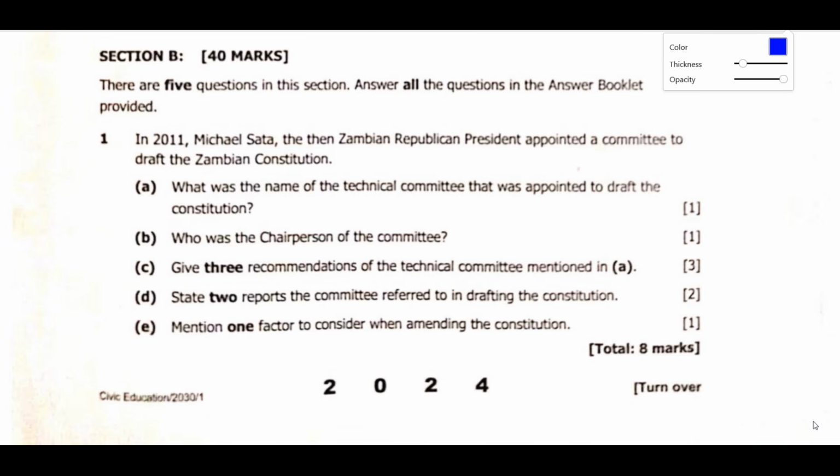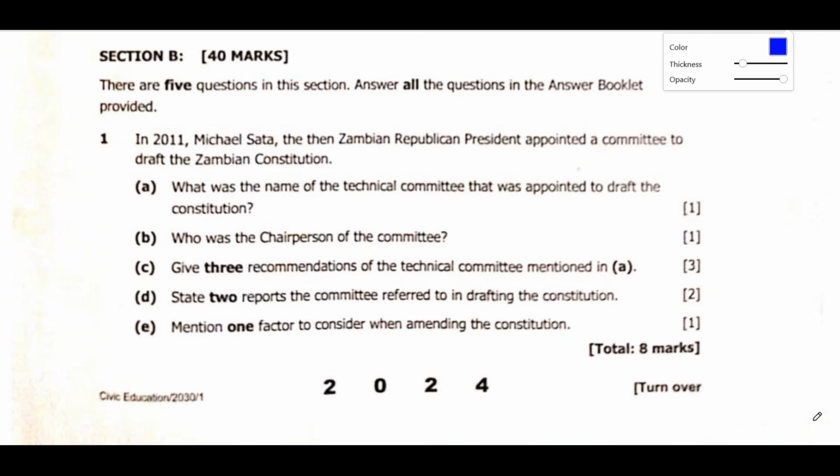In this video, we are going to share one or two things about civic education, and we are going to use questions from section B of civic education for the year 2024 for GCE. So section B has 40 marks. There are 5 questions in this section. You are told to answer all the questions in the answer booklet provided.